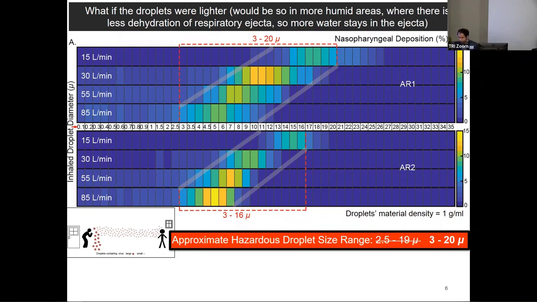So we decided to look at that effect. In humid countries, there will be less environmental dehydration. So we used just the water density for the droplets. We didn't see that much of a change in terms of the particle sizes that are most efficient at directly reaching the nasopharynx. It was just 3 to 20 microns.